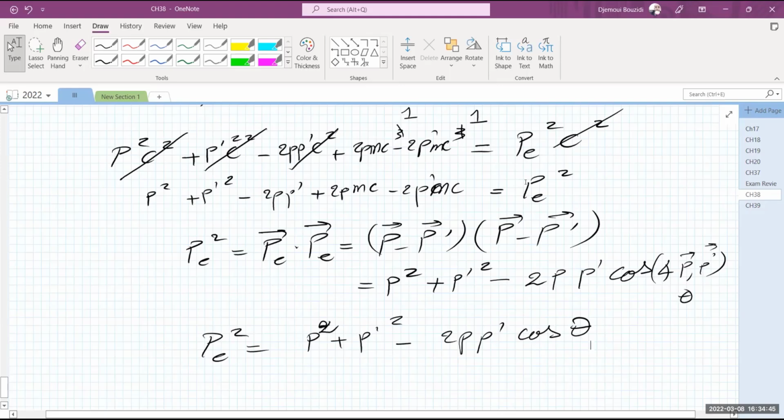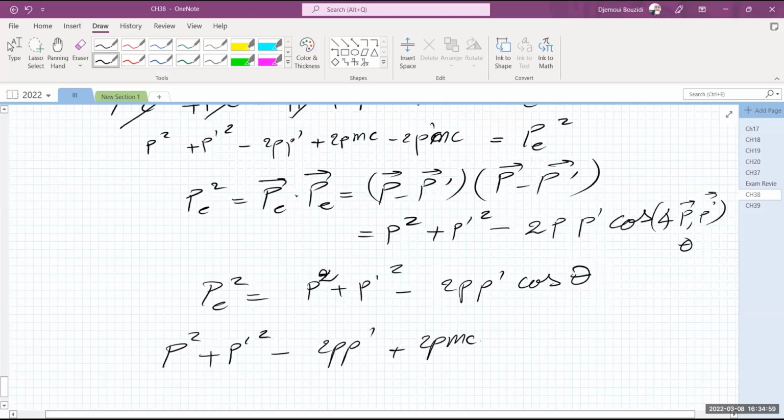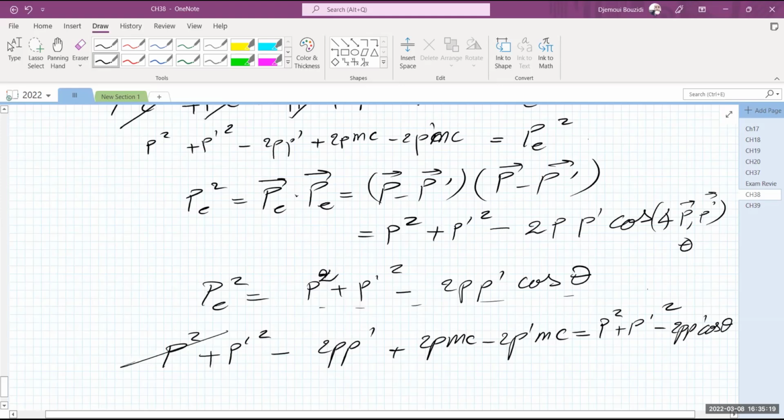Okay. Now if I plug in P_e squared in here, then I will have an expression. Remember, the first side of that expression is P squared plus P prime squared minus 2PP prime plus 2PmC minus 2P prime mC is equal to P_e squared, which is P squared plus P prime squared minus 2PP prime cosine of theta. I'm rewriting the expression for P_e because that's the same term in here. Well, the P squared and the P squared cancel, and the P prime squared and the P prime squared cancel. So I'm left with the following.